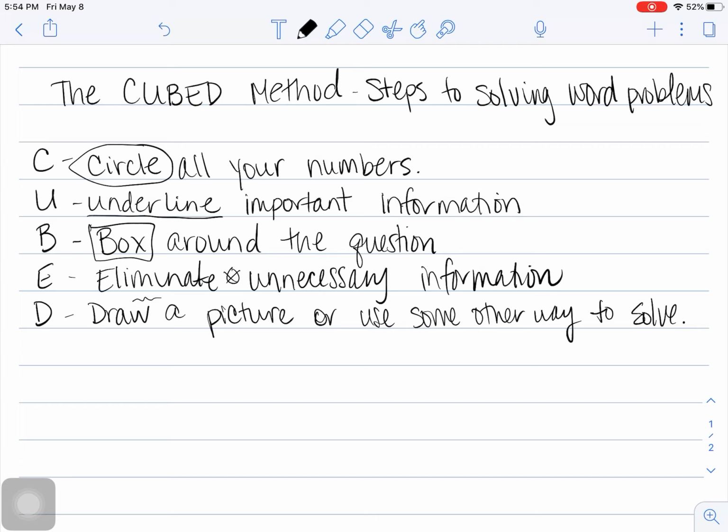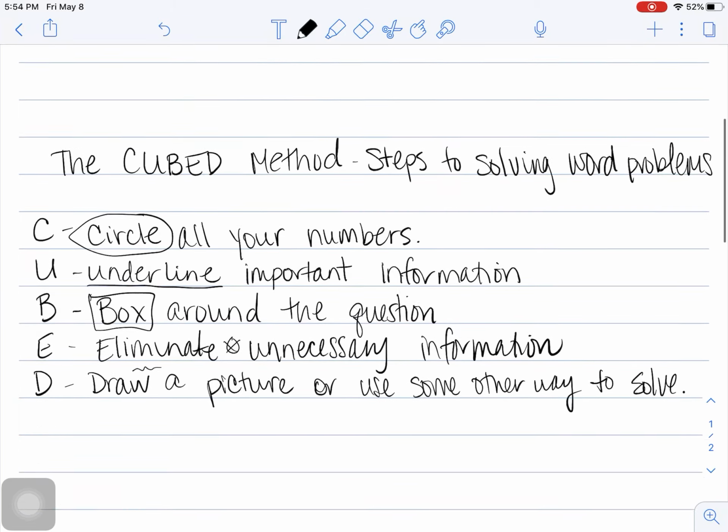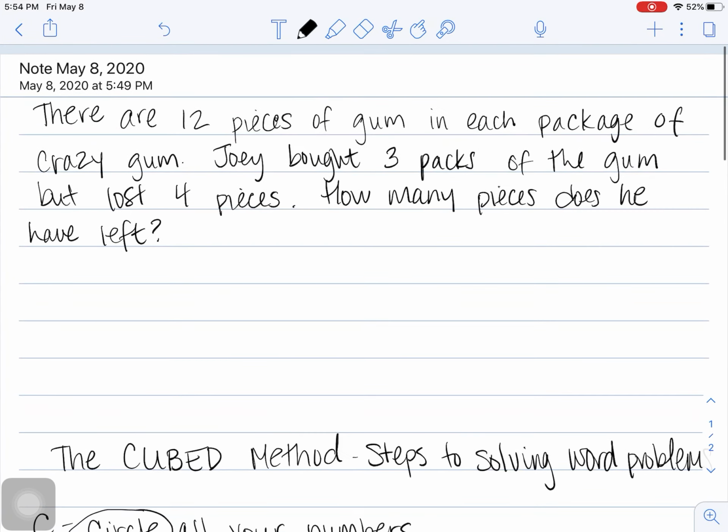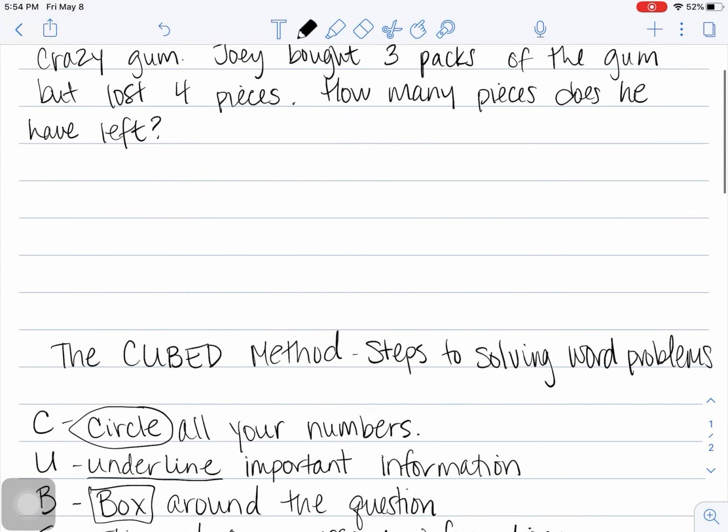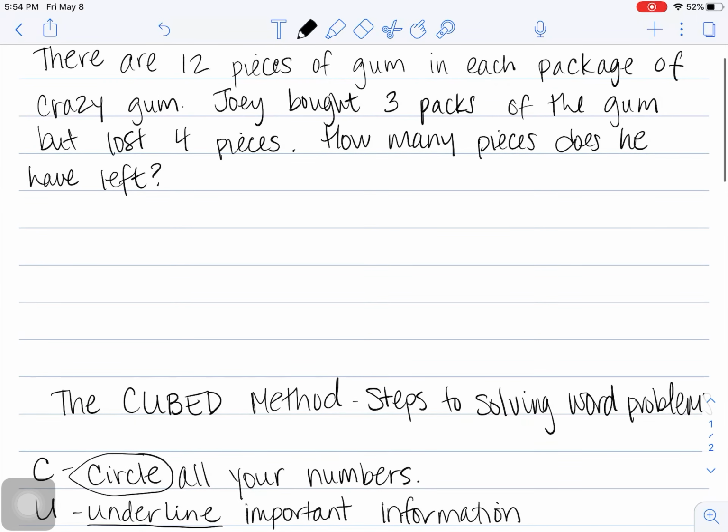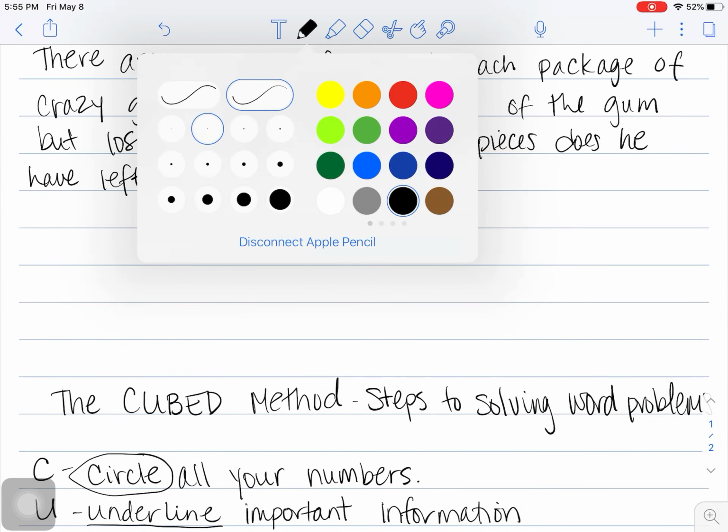So you're circling all the numbers, you're underlining important information, you're boxing around the question, you're eliminating unnecessary information if there is any, and then you're drawing a picture or using some other way to solve. Okay, you're not just solving it in your head, that's the point of drawing a picture. We're going to try a problem, okay?